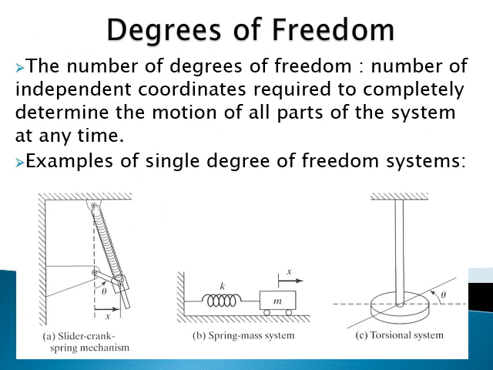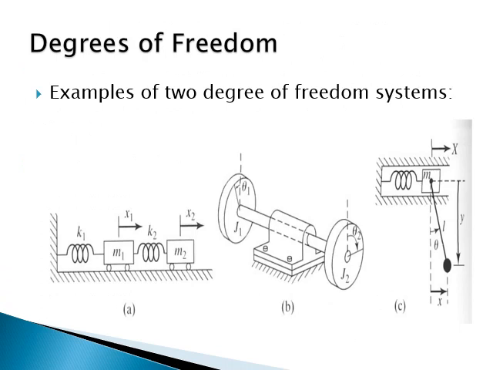In a spring mass system, x is the displacement of the system, so it has a single degree of freedom. In a torsional system, theta is the degree of freedom. So it is one degree of freedom in A, B and C. These are single degree of freedom systems. If two variables are required to describe a system, in figure A, x1 and x2 are the two variables. In figure B, theta 1 and theta 2. In figure C, x and theta describe the system. So it is a 2 degree of freedom system.